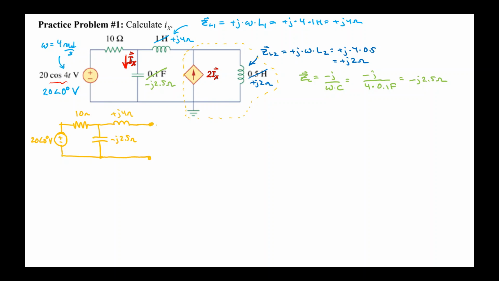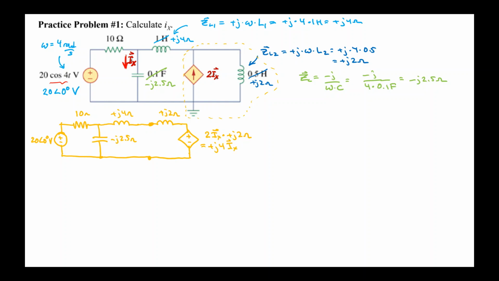But now I put the impedance of the J2 in series, and I draw a dependent voltage source with the plus pointed up because the arrow was pointed up in the current source, and I find the value of that voltage source as 2Ix times the plus J2 ohms. That can be simplified to plus J4Ix.